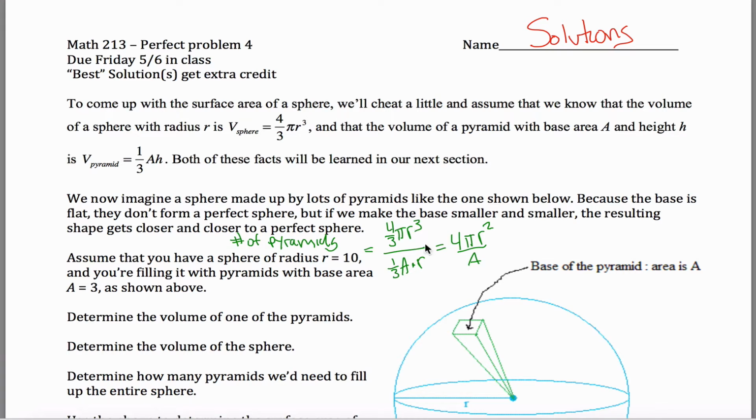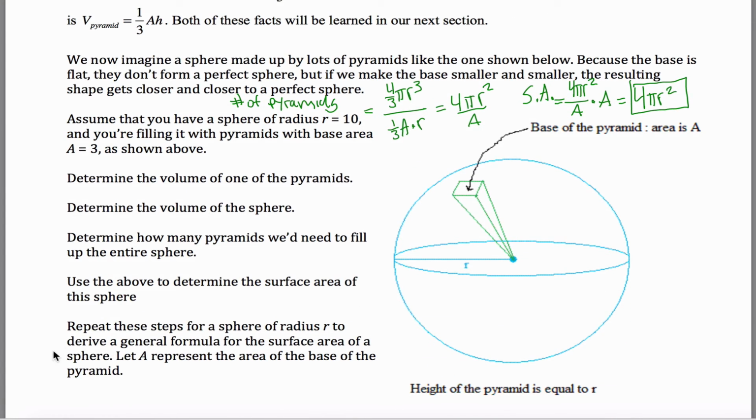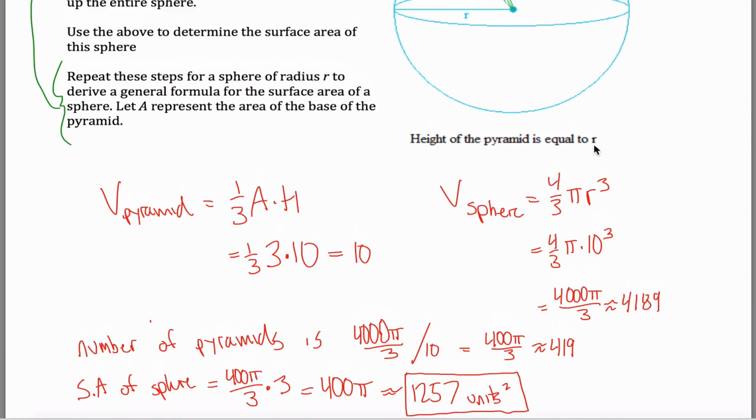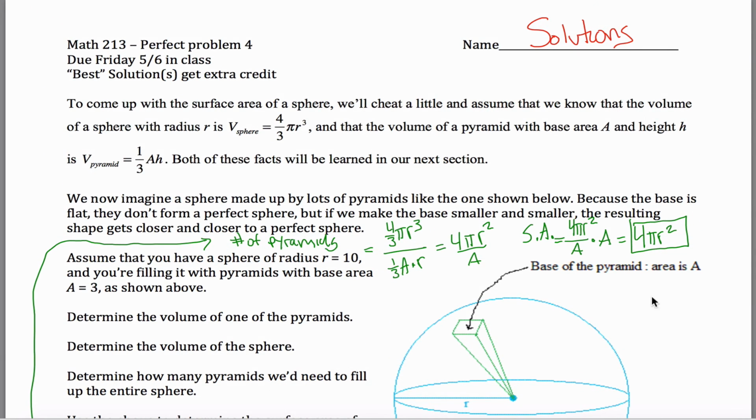The number of pyramids is the volume of the sphere divided by the volume of a pyramid. So the surface area is the number of pyramids, that 4 pi r squared over A, times the area of the base of each pyramid, A. Those A's cancel out, and I get 4 pi r squared as my answer. Not laid out as neatly as maybe you would hope, but hopefully that's enough for people to follow it. So I'll end that here.